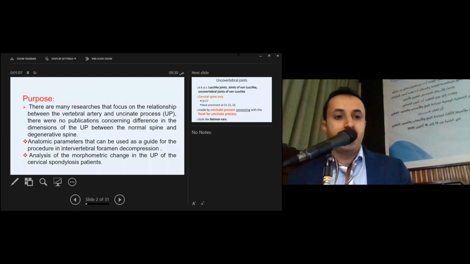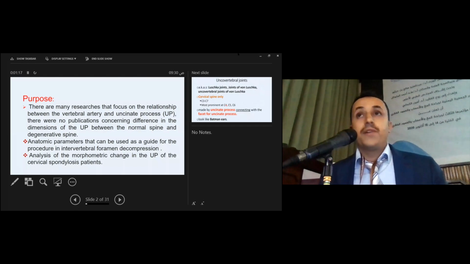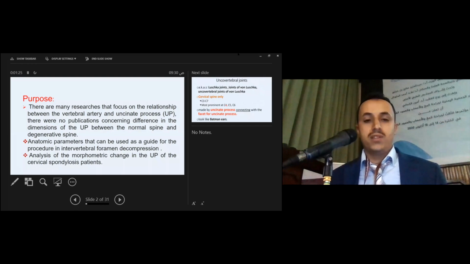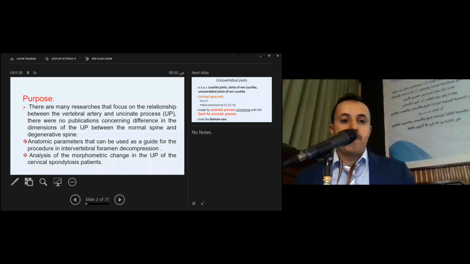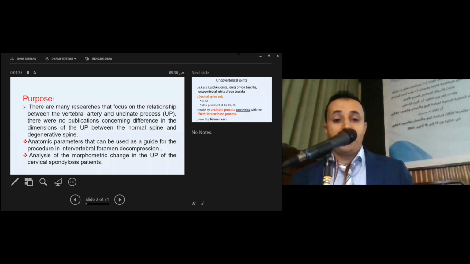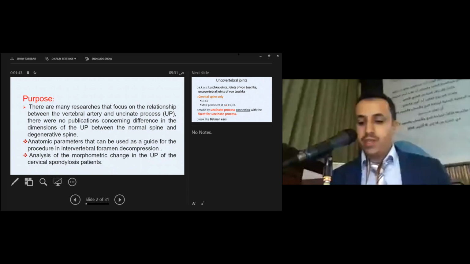The purpose of the study: there is a lot of research that focuses on the relationship between the vertebral artery and the uncinate process. There was no one concerning the difference in the dimension of the uncinate process between the normal spine and the degenerative spine. Another purpose is to provide anatomic parameters that can be used as a guide for the procedure in intervertebral foramen decompression, and to analyze the morphometric change in the uncinate process of the cervical spondylosis patient.